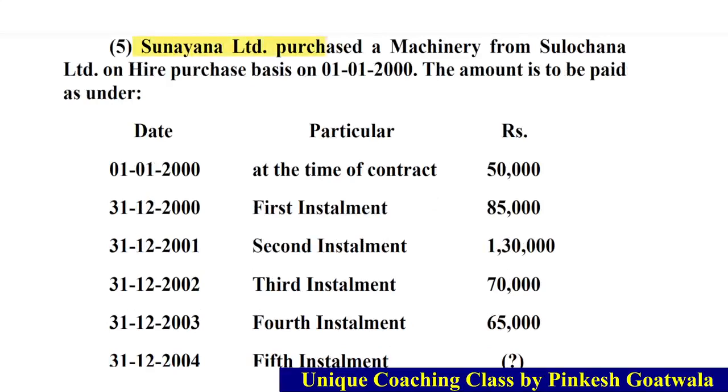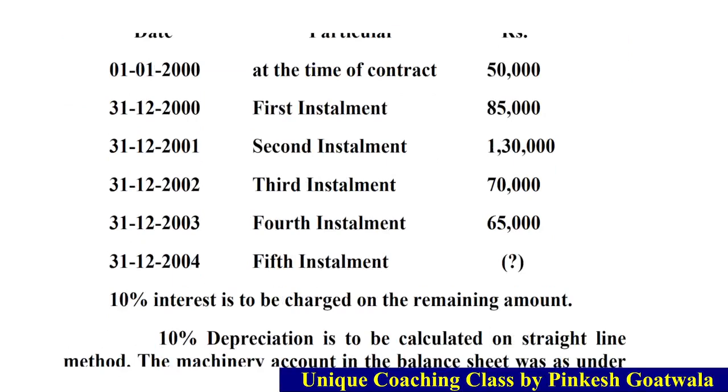Sunaina Limited purchased a machinery from Sulochna Limited. So here Sunaina is buyer and Sulochna is seller. On higher purchase basis on 1/1/2000. Okay, purchased on 1st January 2000. The amount is to be paid as under. So let's see what the payment is. There are many installments. 1/1/2000 at the time of contract 50,000. 31st December 2000 first installment, 31st December 2001, 2, 3, 4. There are total 4 installments given. Sorry, fifth installment is given. And here the same point, the amount of fifth installment is not given, question mark.